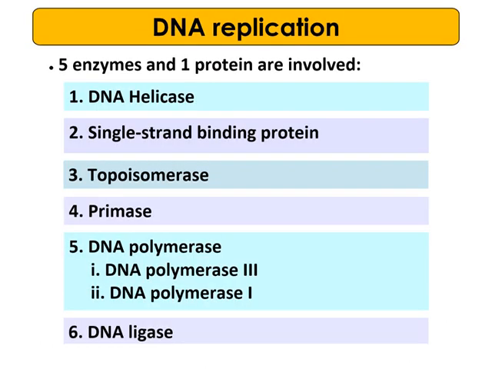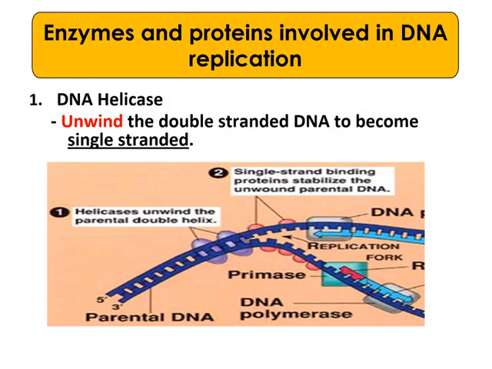Okay, there are 5 enzymes and 1 protein involved in DNA replication, which are DNA helicase, single-strand binding protein, topoisomerase, primase, DNA polymerase, which involves DNA polymerase 3 and DNA polymerase 1, and the last one is DNA ligase. The first enzyme involved in DNA replication is DNA helicase.